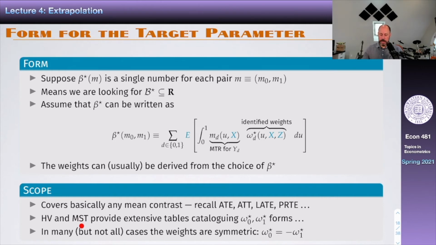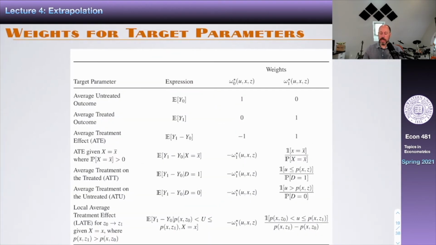Heckman and Vytlacil, and Mogstad, Santos, and Torgovitsky provide a lot of tables that will give you this type of parameters for different target parameters that you may care about. And in many cases, not all, but in most of them, you have that W0 is just negative W1. So these weights are symmetric. You can see this, for example, in the following table. Here you have some parameters: average untreated outcome, average treated outcome, average treatment effect, ATE conditional on some X, the ATT, ATU, LATE.